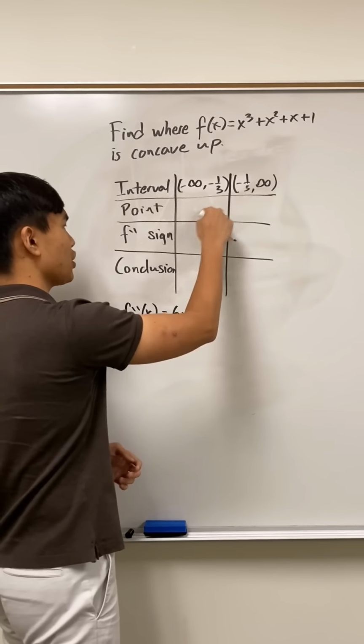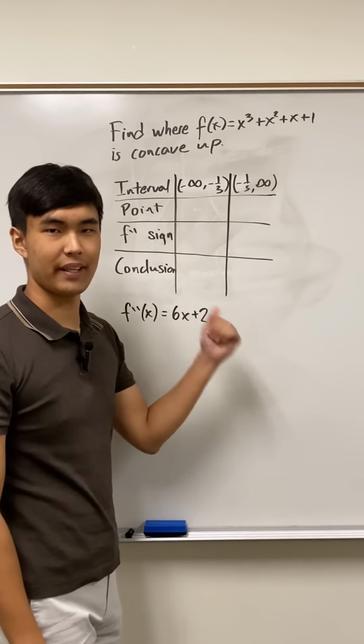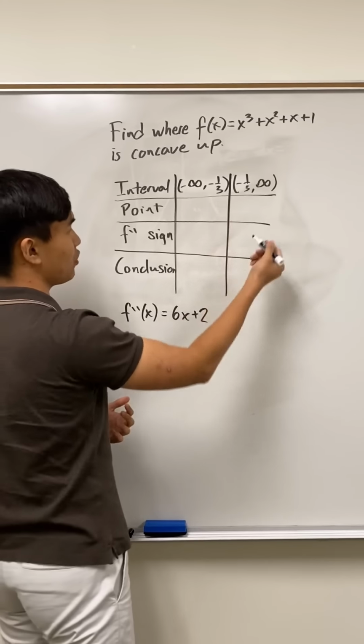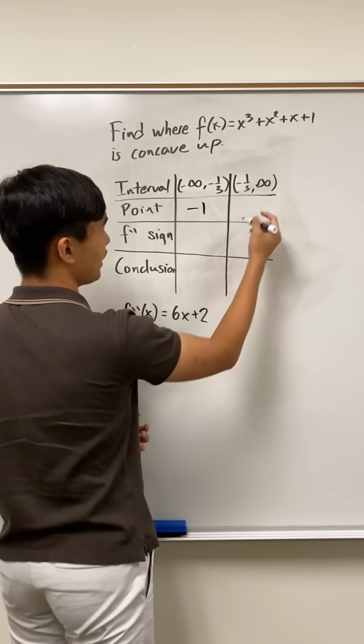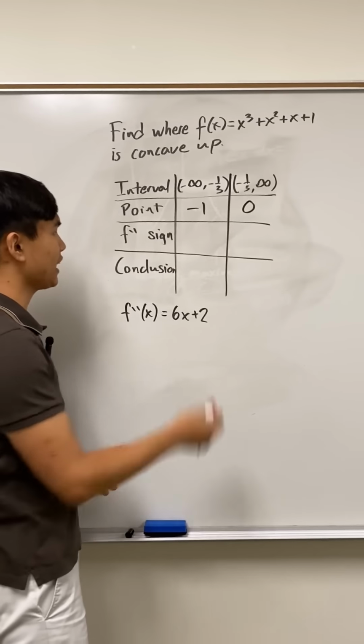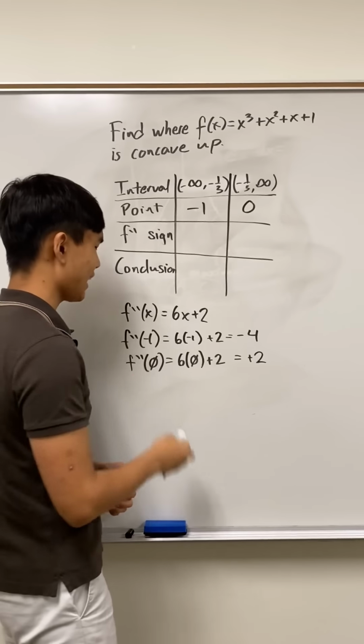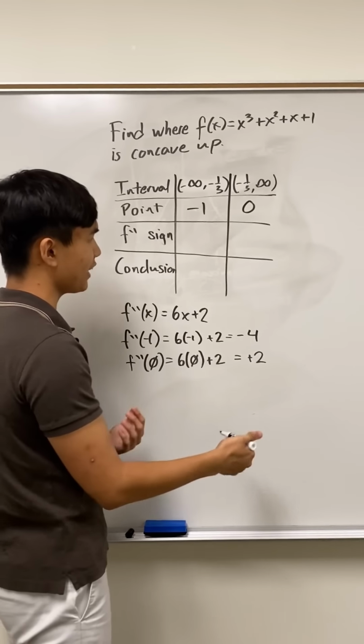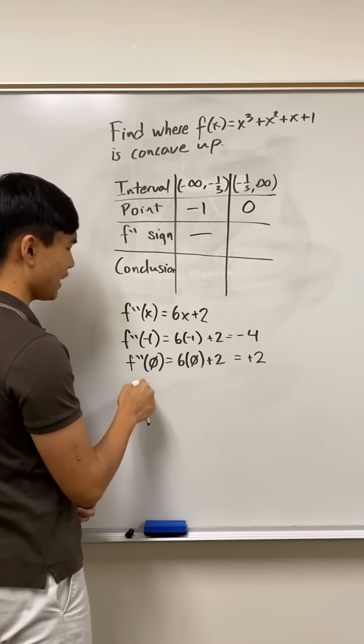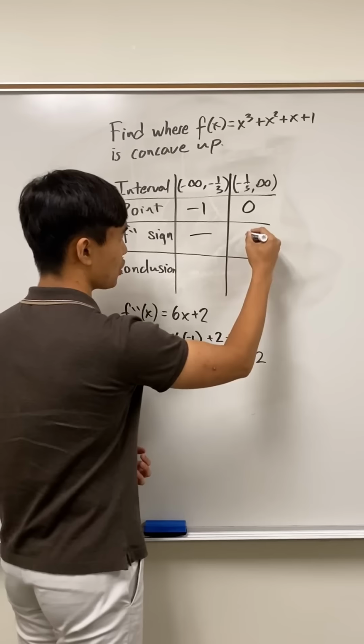Now we need a point in each of these intervals to test the sign of f double prime in that interval. And it can be any number in this interval you want. So here I'm going to pick -1, and here I'm going to pick 0. Now we find the sign of f double prime at these points. We see that f double prime of -1 is -4, which is negative, so I'm going to put that in my chart. And we see f double prime of 0 is +2, which is positive, so I'll put that in my chart.